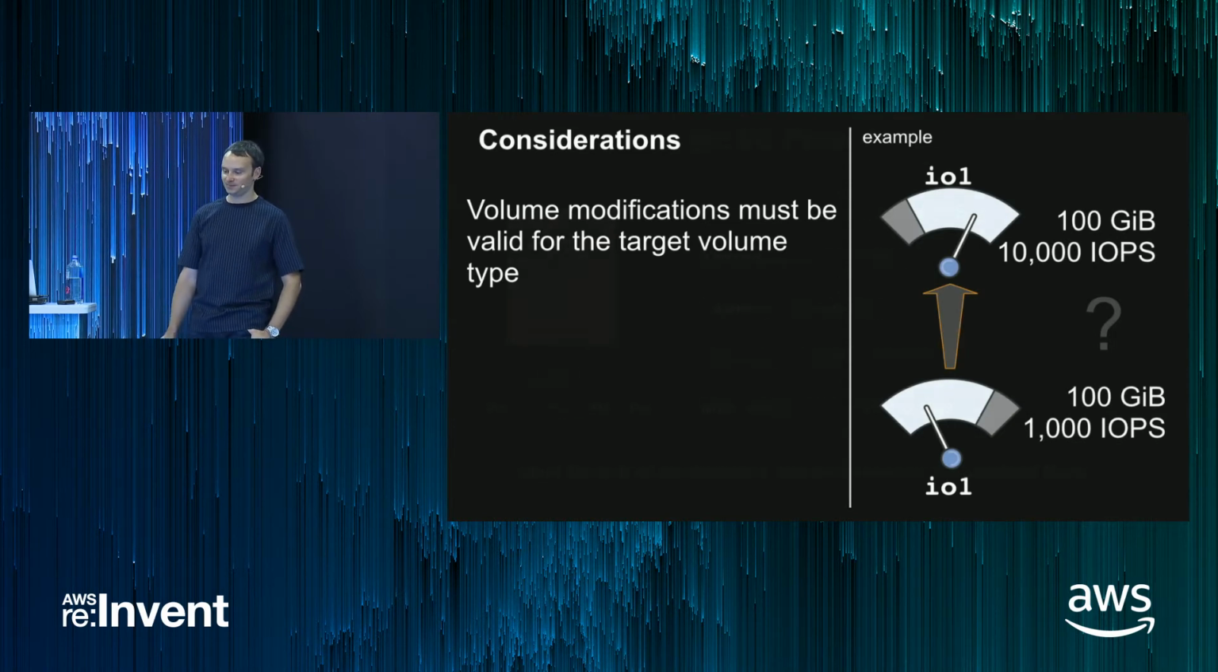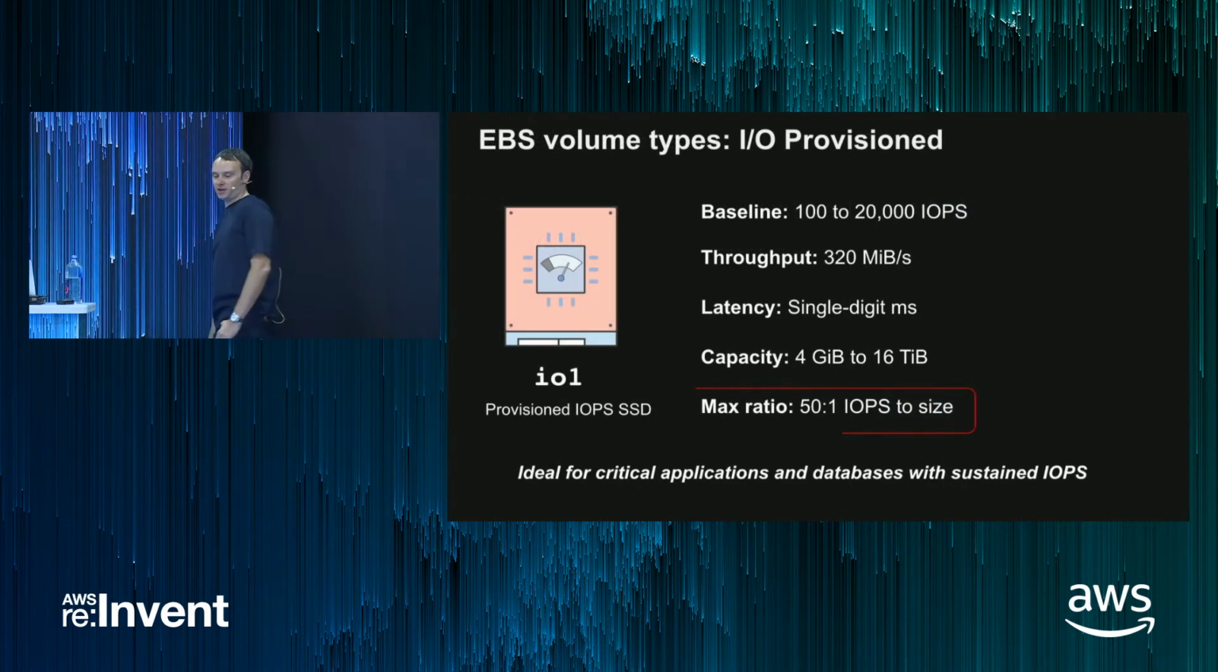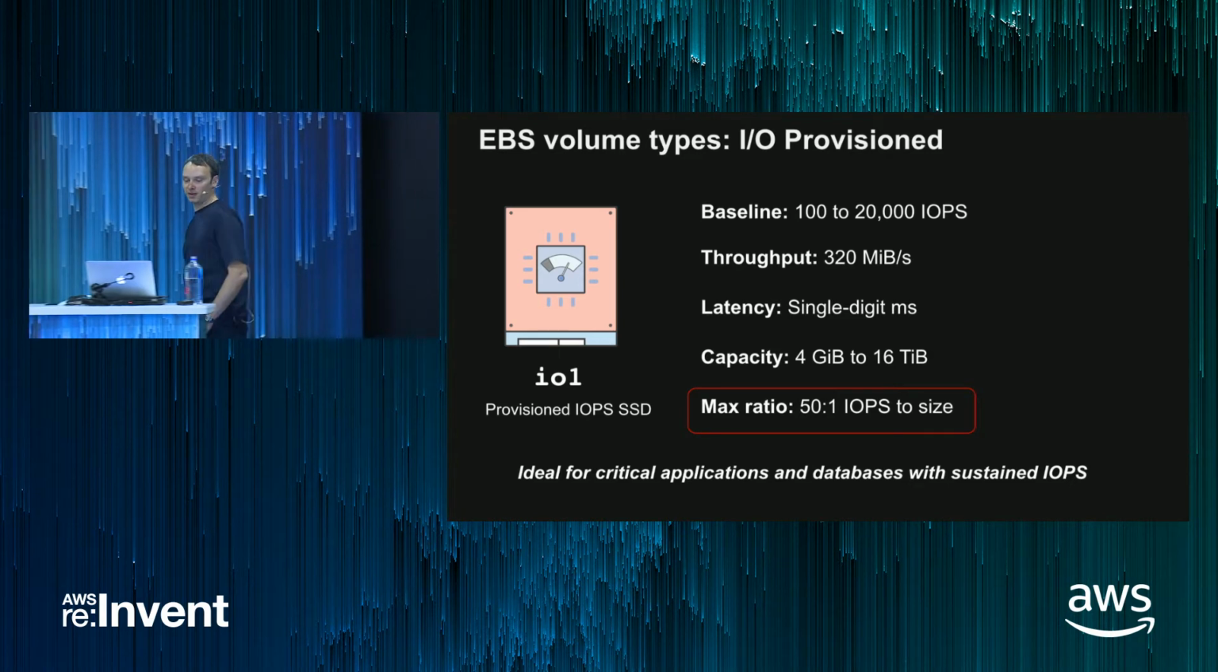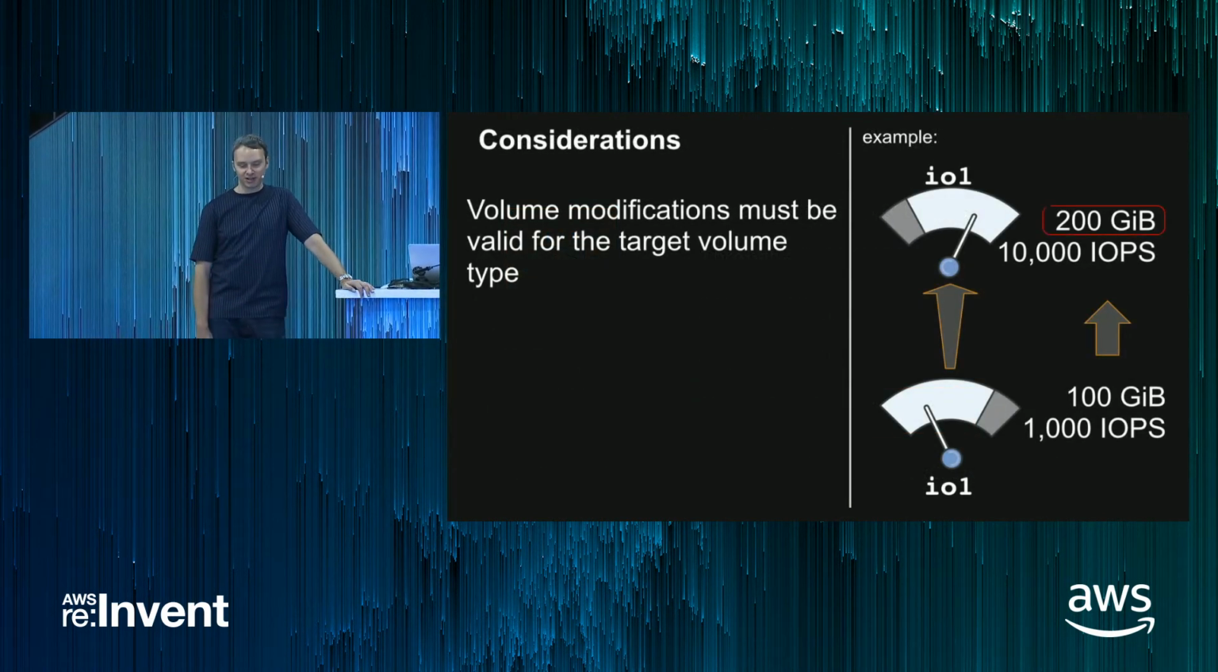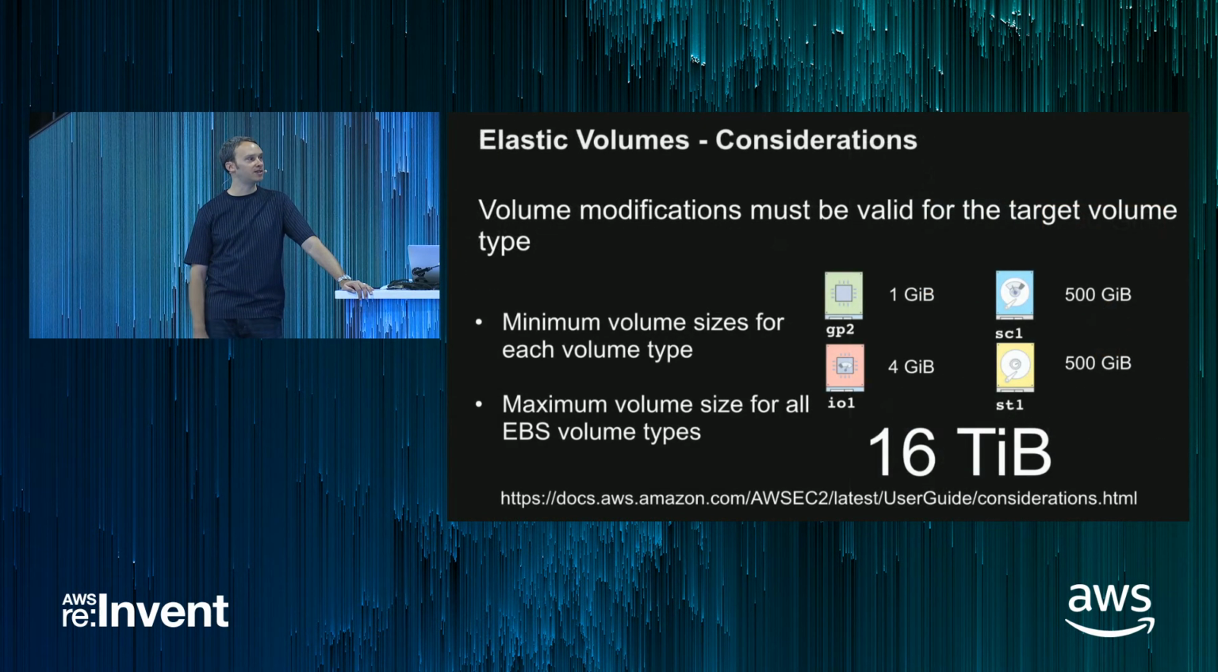Another one for IO1, there's a ratio of capacity to IOPS. It's 50 to 1. So if you just match the base minimum, you're good to go. And we tell you this in the console too.